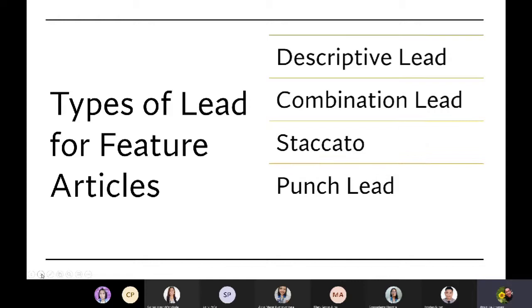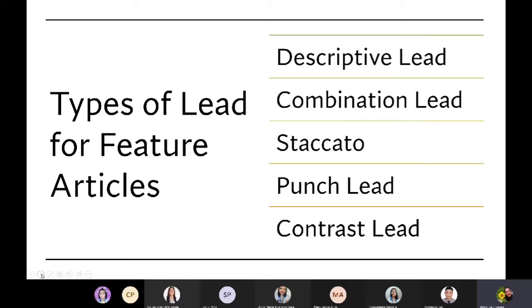So yung staccato, ito yung mga interjections. Like, we put too much emotions, pero mga, wait, oh my gosh, yung mga ganyang term, that's staccato. Punch lead, yung parang sa news article, ang example niyan, the president died. Wow, parang ganun lang. Ang effective niya. Even in feature, we can do that.